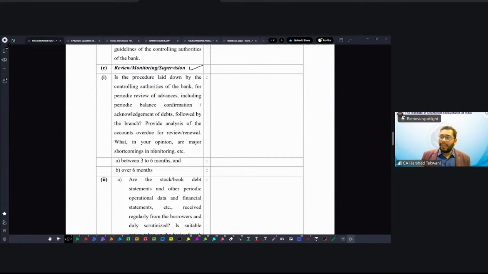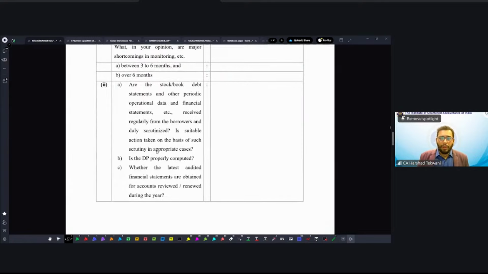Review and monitoring. This is something after issuing the loan. For example, balance confirmation, acknowledgement of debts, if there is any, or periodic review of advances that you are required to do. Then whether drawing power is properly computed or not, whether you have obtained stock or data statements, the periodic statements that are required to be obtained. Okay, whether the latest audited financial statements are obtained or not. So how old can this be?